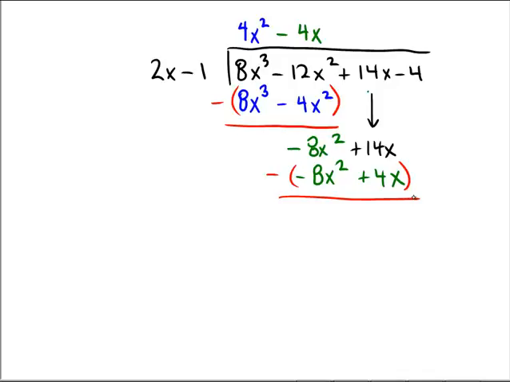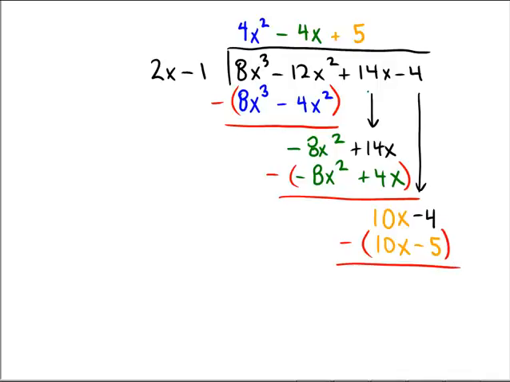Again, negative 8 minus negative 8 is 0. This time, 14 minus 4 would be the number 10. So we're going to be left with 10x. And then we'll carry down the last piece. Okay, what do we multiply 2x by to get the 10x? This time we're going to multiply by 5. 5 times 2x is 10x. 5 times negative 1 is minus 5. And when I subtract these off, the 10x minus the 10x is going to give me 0.